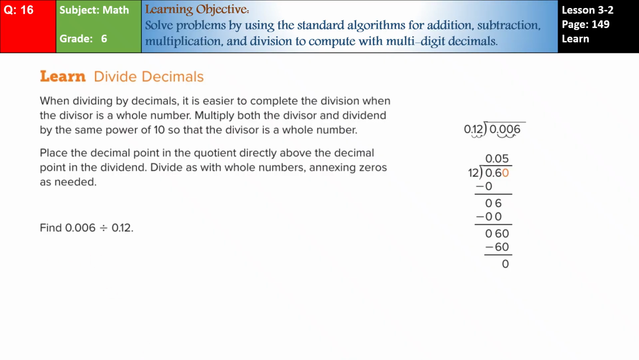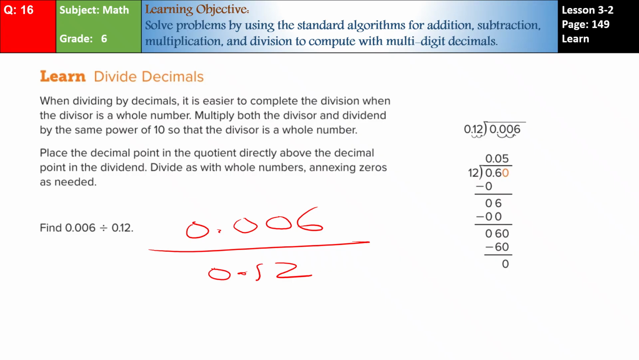What do we have here? It is 0.006, so we can write it as 0.006 over 0.12. So I will tell you the easy way. What is the easy way to convert the decimal denominator to a whole number? I have 0.12. Which number will I multiply with it so it will become a whole number? Think about that number. With which number should I multiply 0.12 so it becomes a whole number?